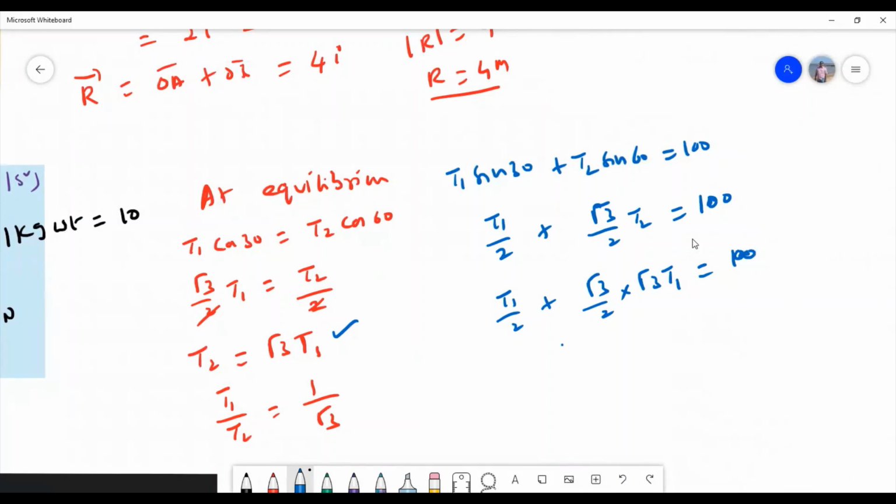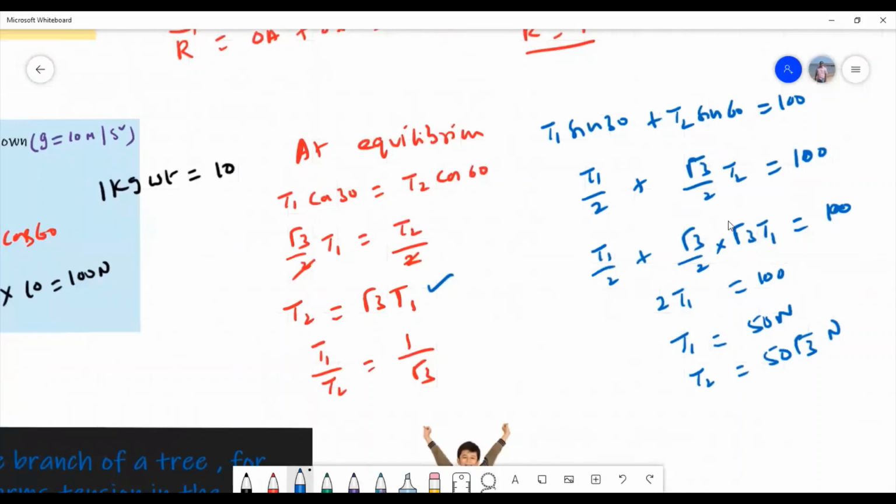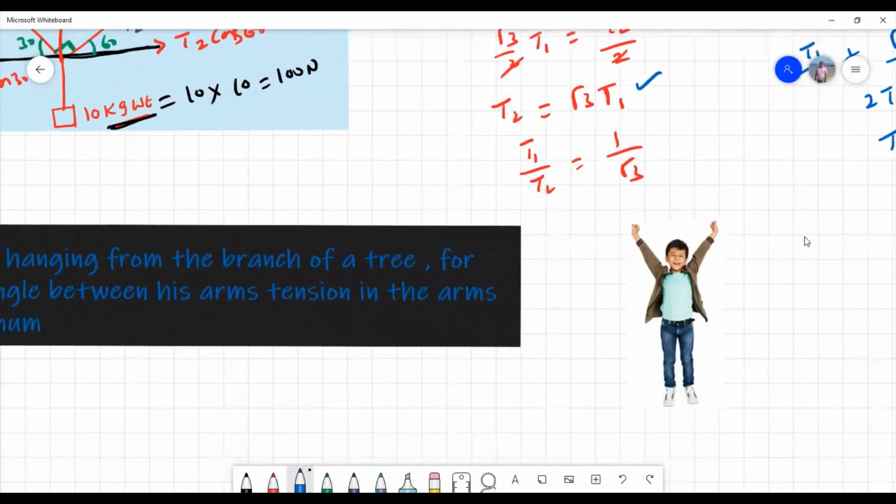So to this, I think we'll get 2T1 is equal to 100, because 3 into root 3 to 3. So 1 by 2 plus 3 by 2, 4 by 2 is 2. So T1 is 50 Newton. Obviously, this is 50 root 3 Newton. So if you are simply asked only to find the ratio, this is enough. But if you're asked to find out tensions, you can further simplify this.